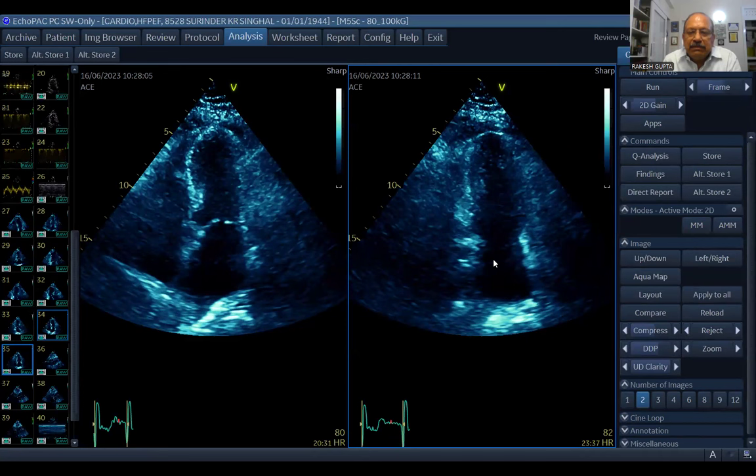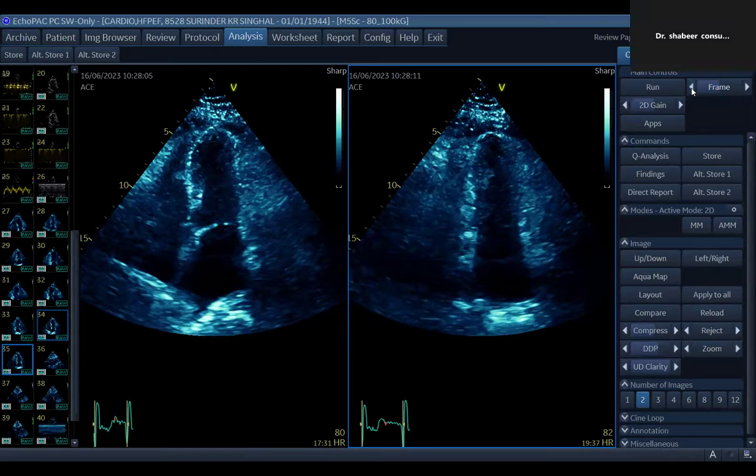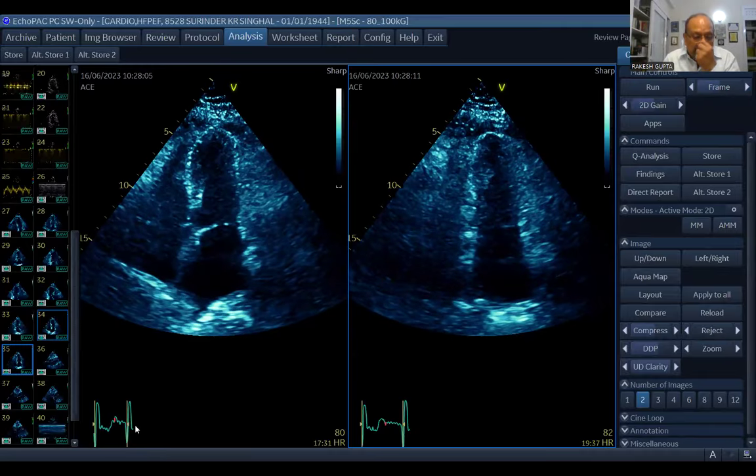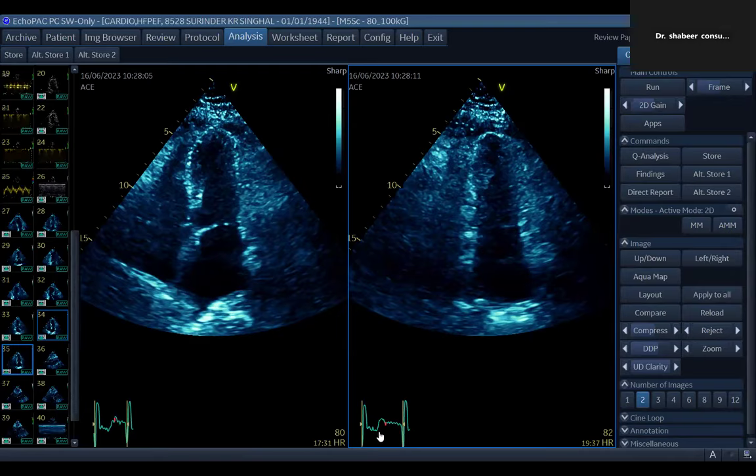I want the maximum LA size. So how do I get the maximum LA size? When will be the LA maximum size? In systole, the end of systole. Look, this is the end of the T wave out here. Yes, sir. Correct?